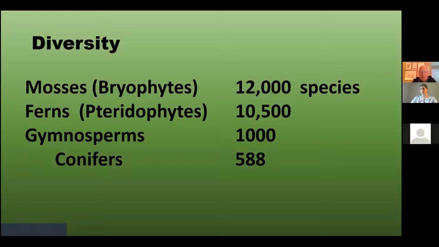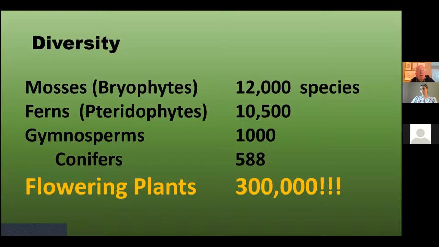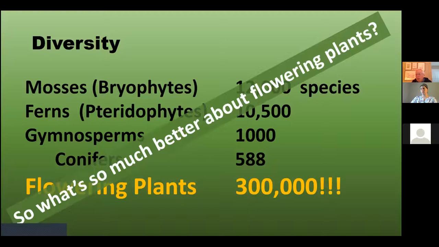So this was Darwin's abominable mystery of why. Why are there so many flowering plants? And you could phrase this question, maybe this is the wrong question. I think it's the question Darwin asked and many people have asked since: what's so much better about flowering plants? Maybe it's not something so much better, it's just that flowering plants have a knack for making more species of flowering plants. Let's just think about that for a minute, speciation.